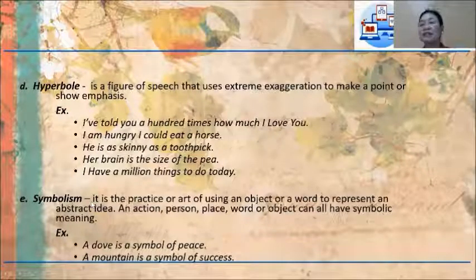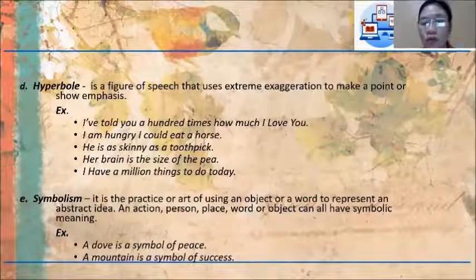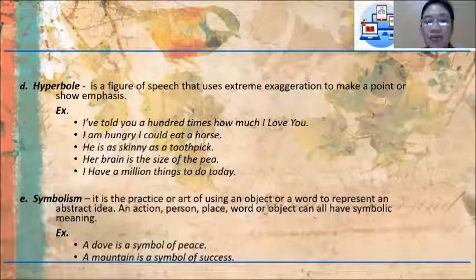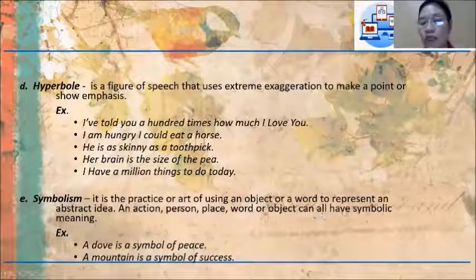And then the next one is symbolism. From the word itself, symbol. It is the practice or art of using an object or word to represent an abstract idea. Now, an action, a person, a place, a word, or an object can all have symbolic meaning.